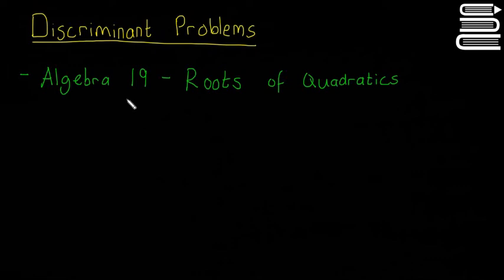So now we're going to start what we call discriminant problems. These are just harder examples of quadratic inequalities, but we'll go through them in this video and they should make sense. They're not too hard, they're just a little bit harder than the ones we were doing.